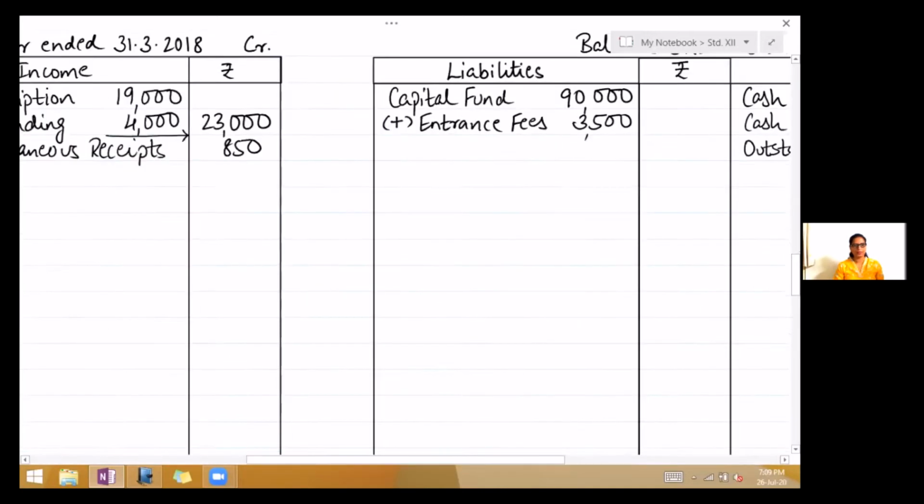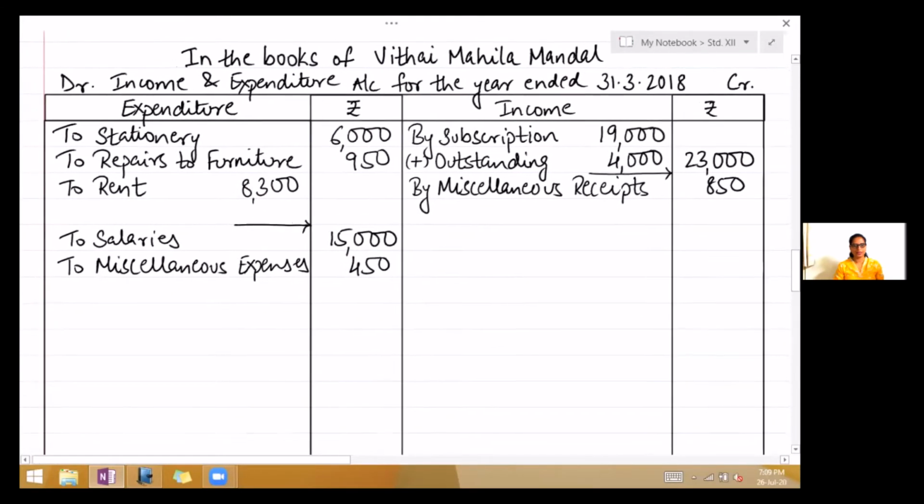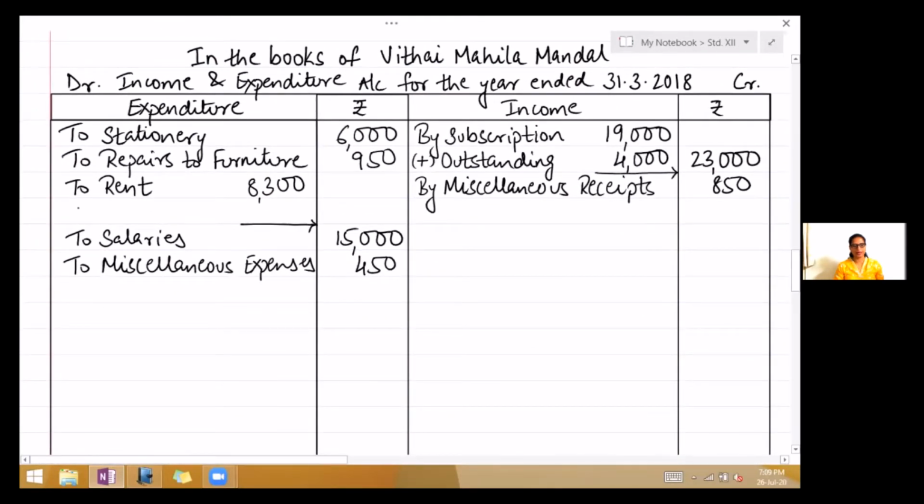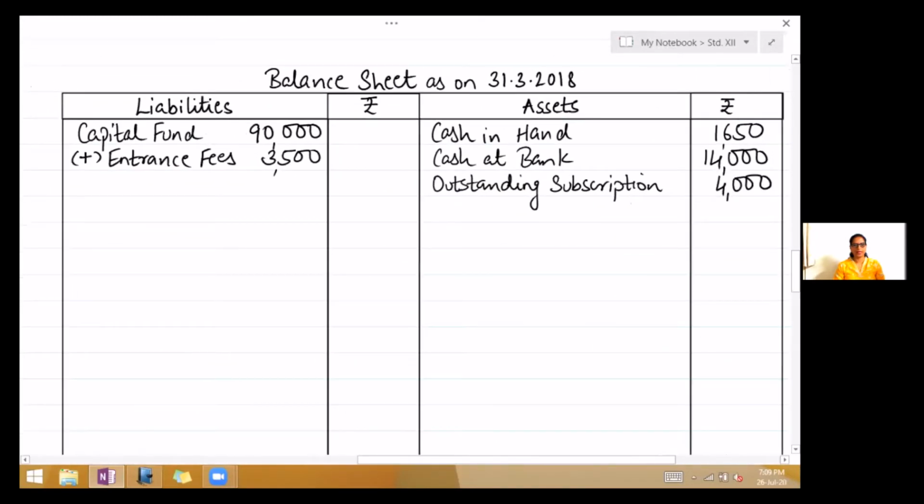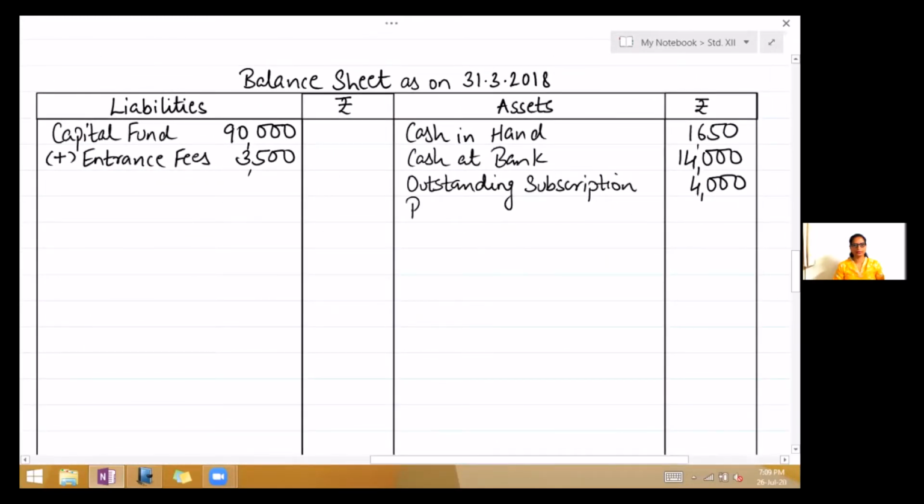So come to the expenditure side. So that means it is paid in advance, prepaid. So you will write less prepaid 800. Deduct, take it to the outer column, 7,500. Prepaid expenditure, second effect is on the asset side. So come to the asset side, write prepaid rent 800.